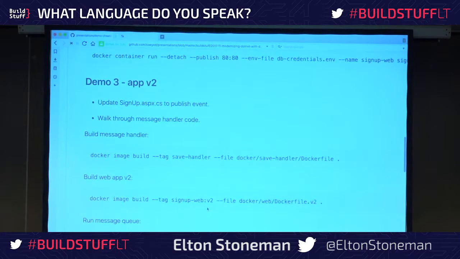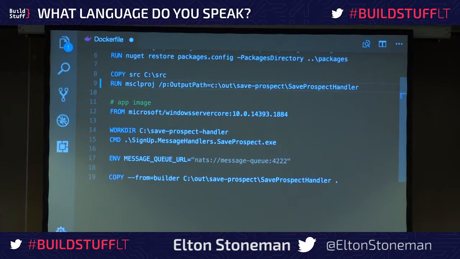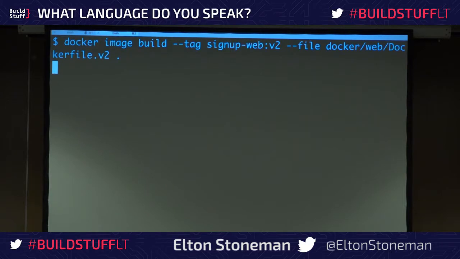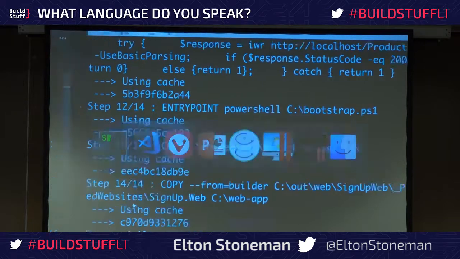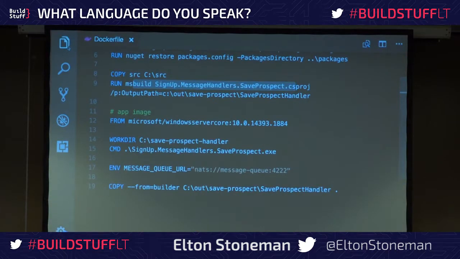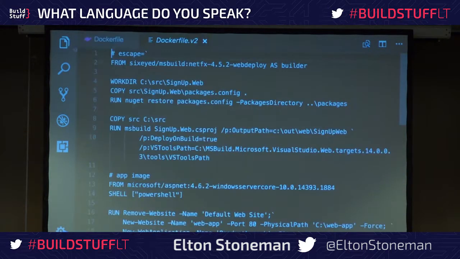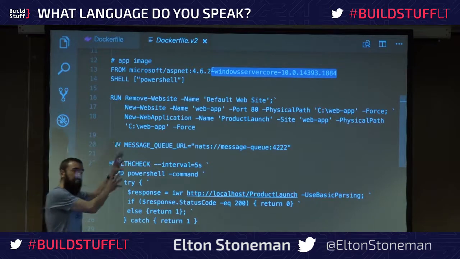I'm going to build a new version of my web application. Version 2 here is doing the, no, wrong one. Version 2 is doing the event publishing rather than writing directly to the database. Again, all from the cache. If I change a line of code, it would rebuild that particular step. The Dockerfile for version 2 is a little bit more involved, but it's still not all that complicated. I'm starting from ASP.NET version 4.6.2, but I'm using a specific version of Windows. So whenever I build this, it'll use that version of Windows.